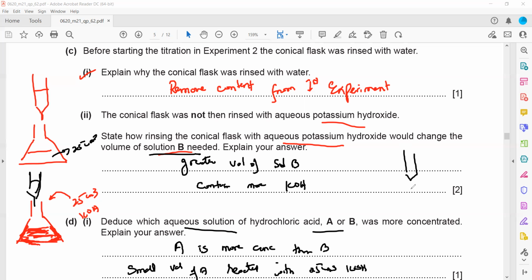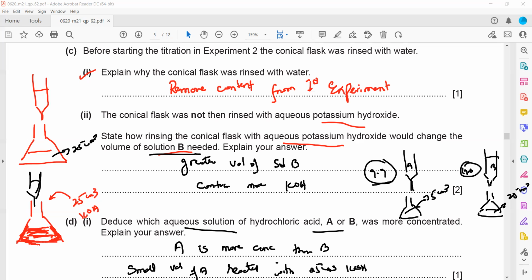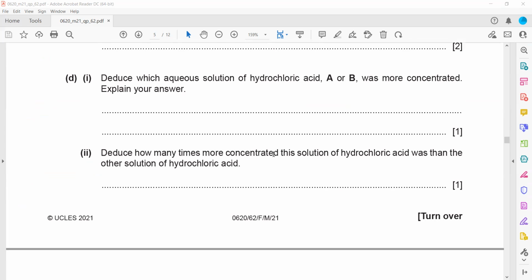Like from a burette, when we were using A, we were only using 9.9. But when we use solution B, we need a greater volume, that was about 19.8. So we need a greater volume to react completely with 25 cm cube of potassium hydroxide. Here, with the same 25 cm cube of potassium hydroxide, a small quantity can be used. So solution A is more concentrated than B.